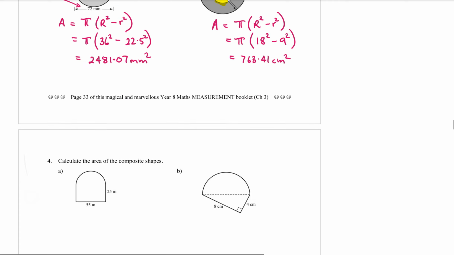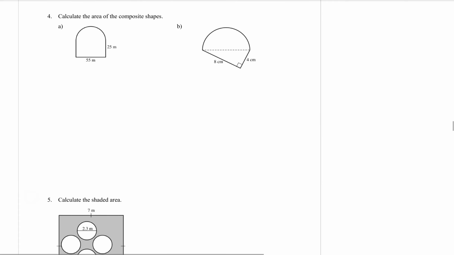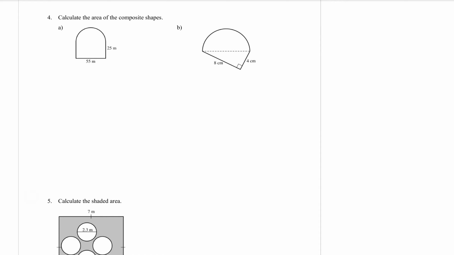Okay, on the next page, we now get to our composite shapes. So in part A, imagine if I draw a line across here, I have got half of a circle on the top and a rectangle on the bottom. So I need to find the area of both of those parts. So let's start with the formulas. The area of half of a circle, because it's half a circle, I need the half, and the formula for a circle is pi r squared for area. Then I'm going to need to add to that the area of a rectangle, which is the length times the breadth.